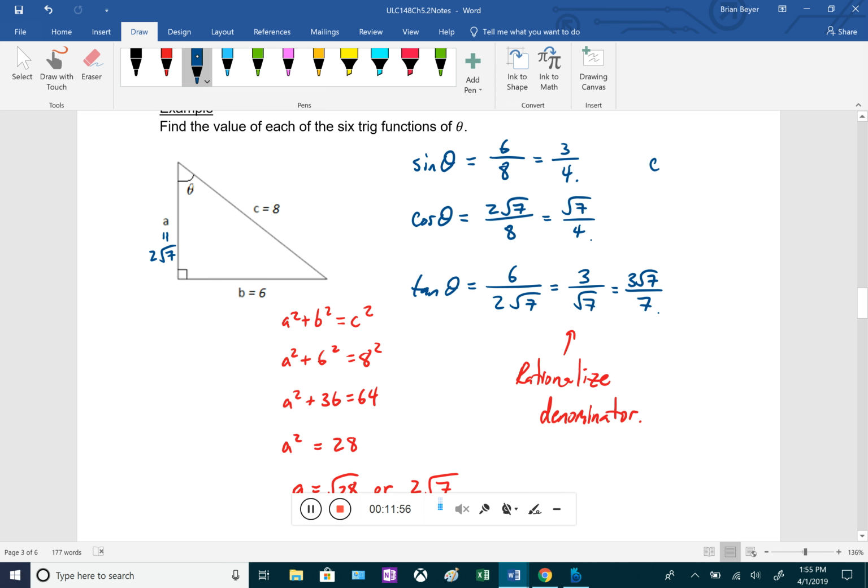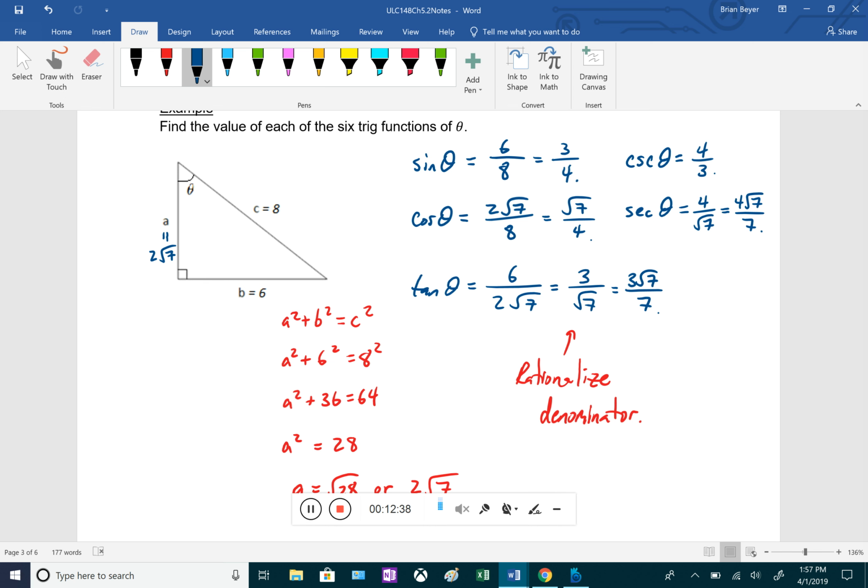So next for cosecant. Cosecant would be 8 over 6, which would give us 4 over 3. For secant of theta, that would give us 8 over 2 radical 7, which simplifies to 4 over radical 7. We could rationalize that denominator. It would give us 4 radical 7 over 7. So once again, if you need to remember how to rationalize a denominator, definitely practice that.